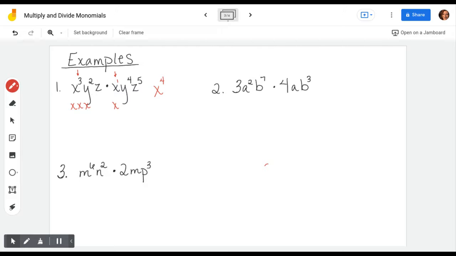For the y's, the one on the left, I have y and y. On the right, y, y, y, and y. So altogether, that would be y to the 6th. Again, we kept the base, we kept the y. In the first monomial, there were 2, and in the second one, there were 4. So altogether, there were 6. Finally, on the z's, you can write them out, or we've got 1 on the left, we've got 5 on the right, so altogether, we would have z to the 6th.